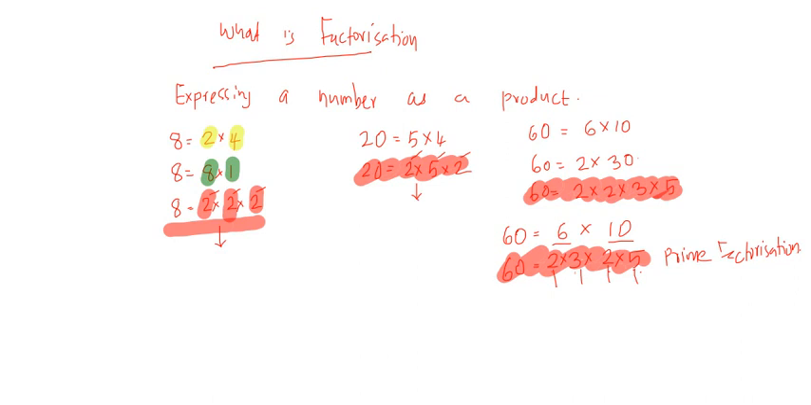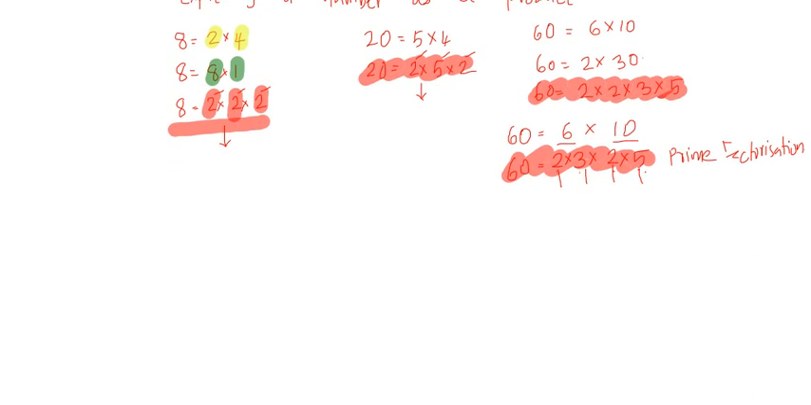Let's try doing prime factorization of maybe 100. So quickly I can write 10 times 10. 10 is not a prime number, another 10 is not a prime number. I can again factorize 2 times 5 times 2 times 5. Done with prime factorization. There is another method of doing this, like drawing a tree, like 100.